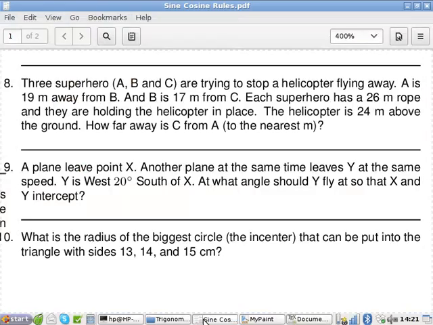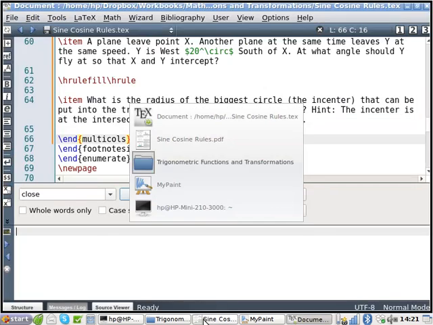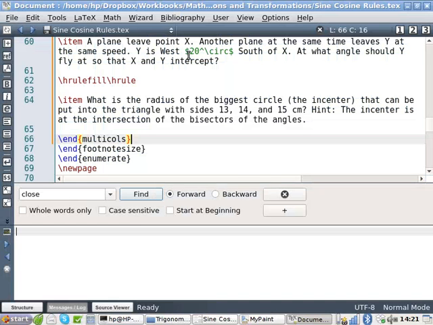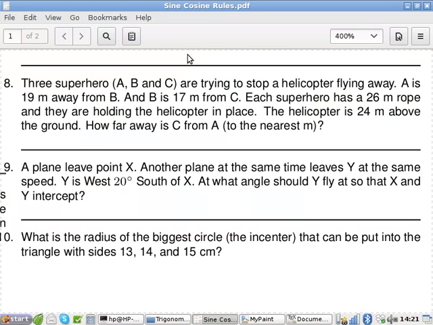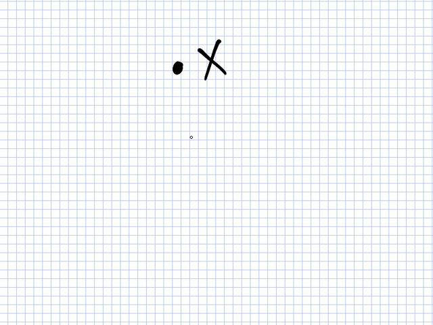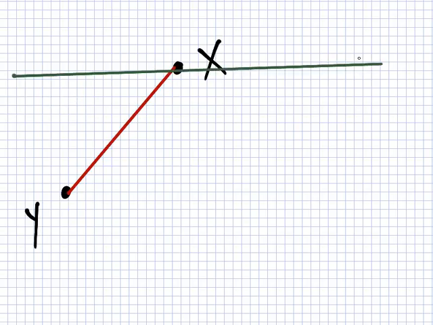Right, a plane leaves point X, another plane at the same time leaves Y at the same speed. Y is west 20 degrees south of X. So here is point X, and Y is west 20 south. North, south, east, west, west 20 to the south. So Y is here, and this angle, let me put in my compass, this is east-west, and this is north-south. So this angle here is 20 degrees.